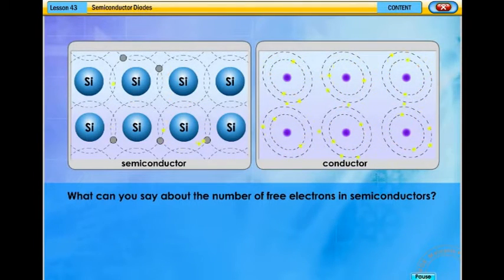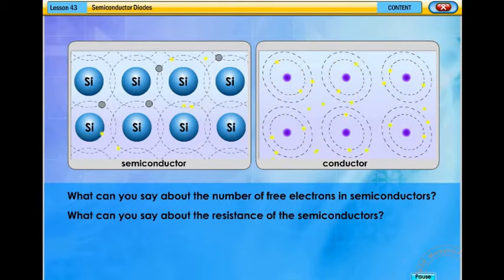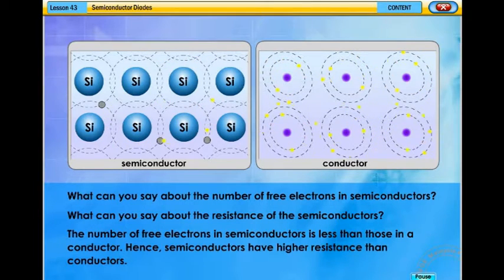What can you say about the number of free electrons in semiconductors? What can you say about the resistance of the semiconductors? The number of free electrons in semiconductors is less than those in a conductor. Hence, semiconductors have higher resistance than conductors.